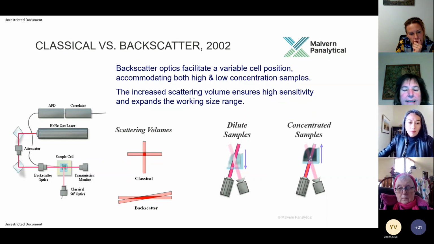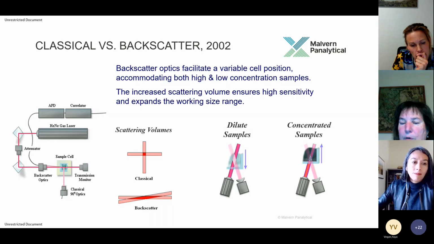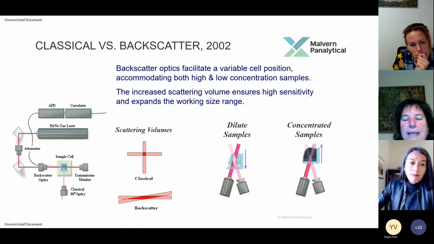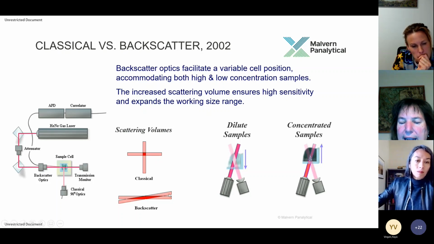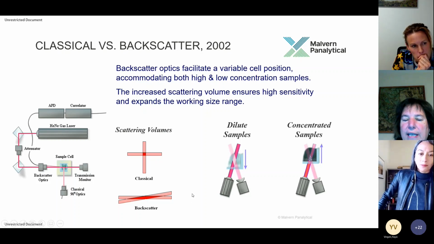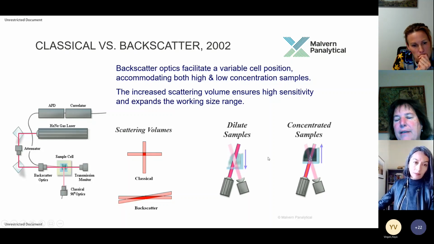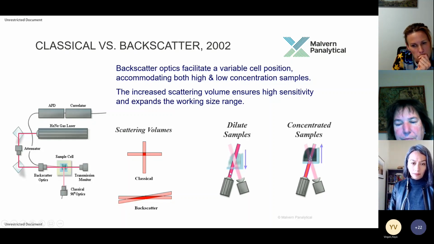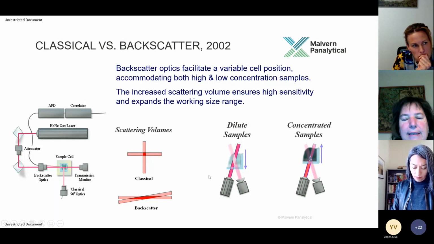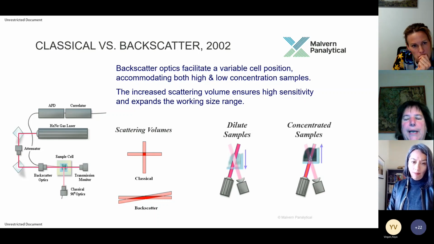So the beautiful thing is that if you have small particles, low molecular weights, low refractive index materials, in this large of a scattering volume, you always get good signal to noise. You always get really nice data. So for dilute samples, as shown in this little figure, you can focus into the center of the cell, you have a very large scattering volume, and you get amazing data.